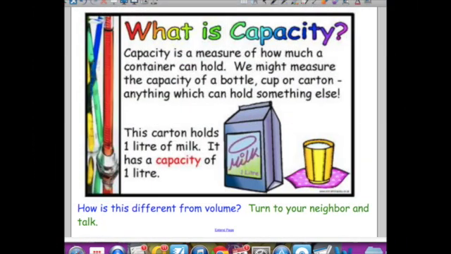Capacity is a measure of how much a container can hold. We might measure the capacity of a bottle, a cup, a carton, or anything else which can hold something else. This carton of milk holds 1 liter of milk. It has the capacity of 1 liter. How do you think this is different from volume? We've been studying volume. What do you think?